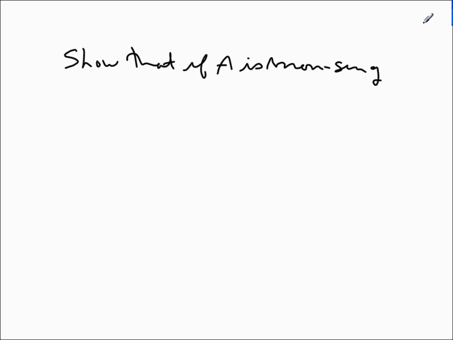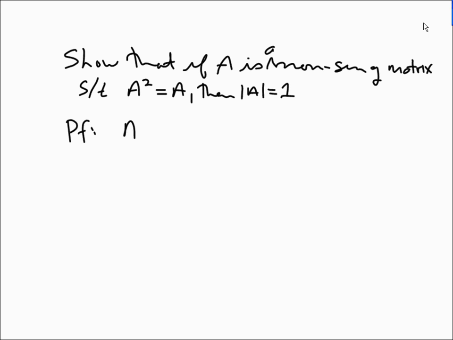Okay. Show that if A is a non-singular matrix such that A squared is equal to A, then the determinant of A is identically 1. Okay. And the proof is as follows.